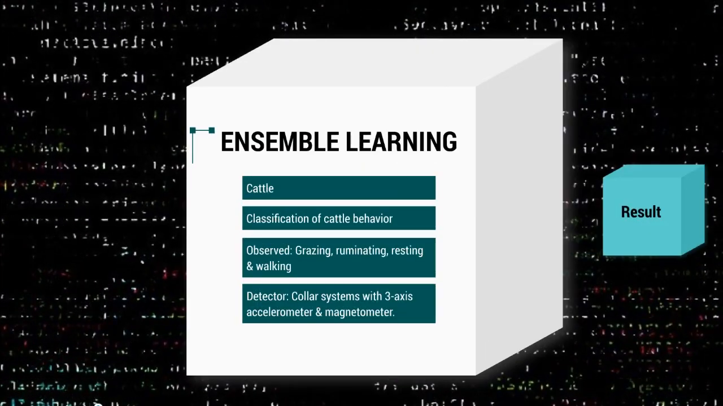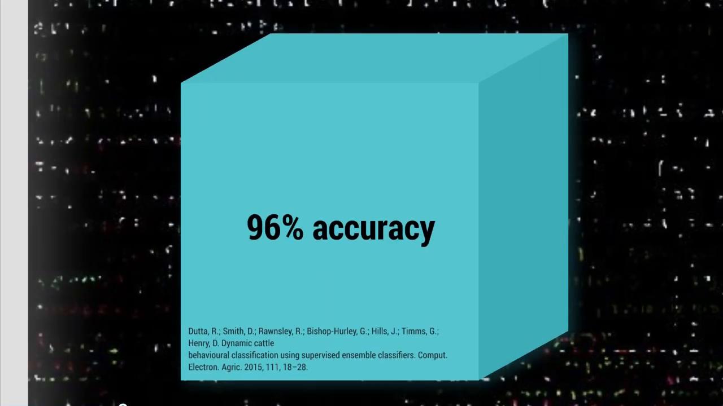First, ensemble learning is being used to classify cattle behavior. Ensemble methods use multiple learning algorithms to obtain better predictive performance. The estrus and the recognition of dietary changes in cattle are recorded by color sensors with magnetometers and a 3-axis accelerometer. The accuracy is pretty high, reaching 96%.